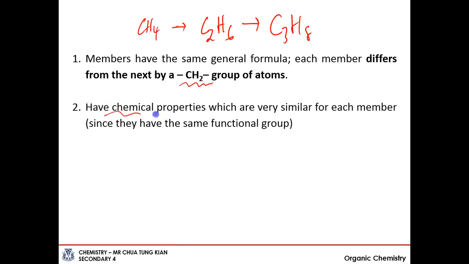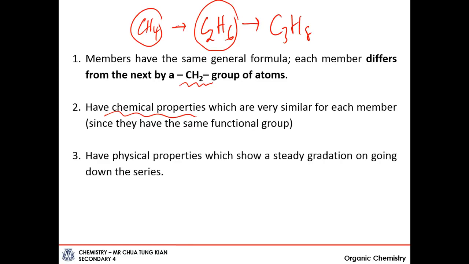They have very similar chemical properties. So if I burn methane, I will have carbon dioxide and water. If I burn this 2-carbon hydrocarbon, later on you will know that this is called ethane, I will also get carbon dioxide and water. There are physical properties which show a gradual change.